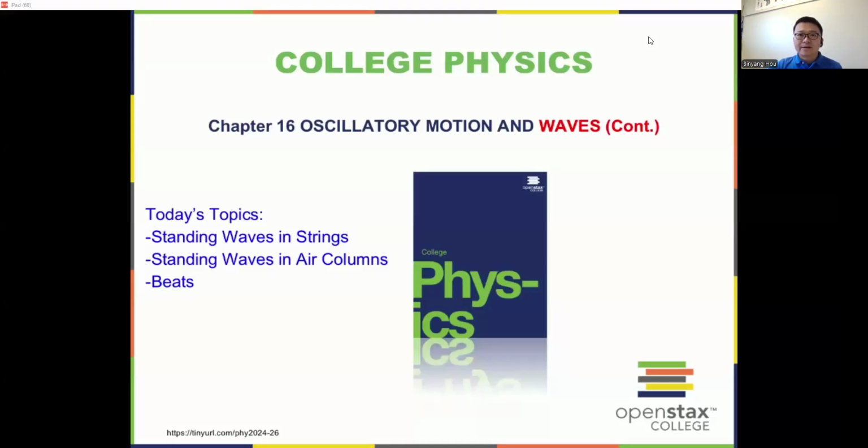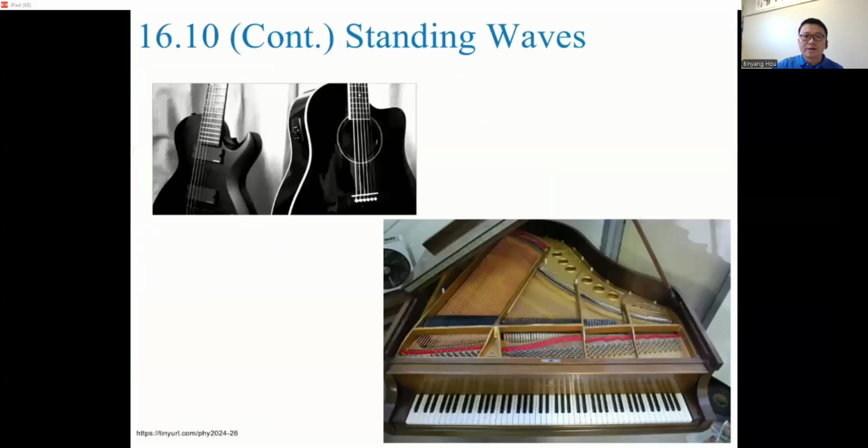All right, welcome back. So today we'll be talking about standing waves, and then specifically we'll talk about standing waves in strings and standing waves in air columns. And then we will also talk about beats between two waves, or sound waves in that case. Okay, so let's take a look at standing waves.